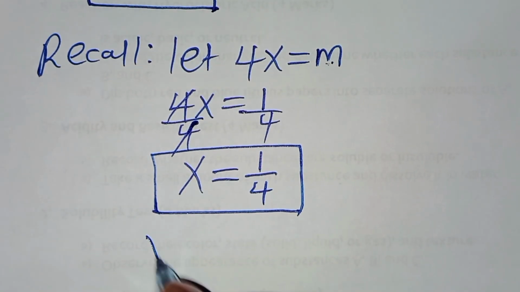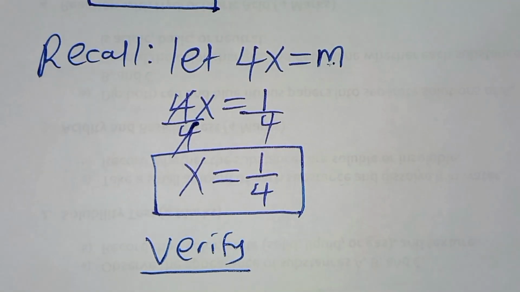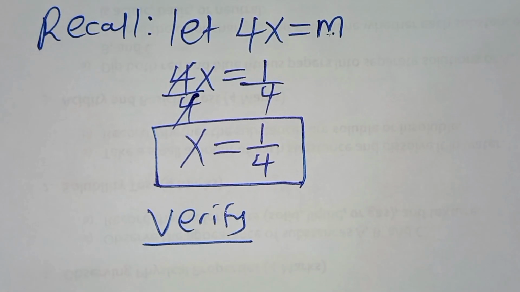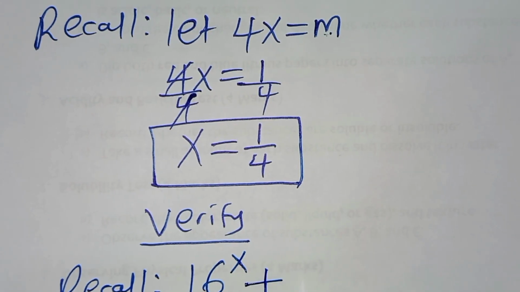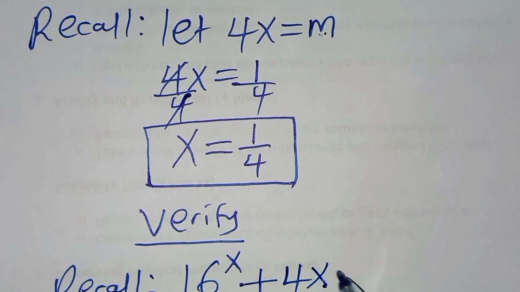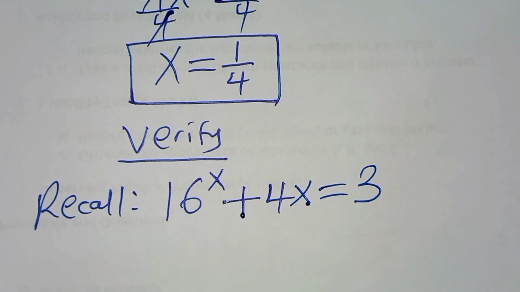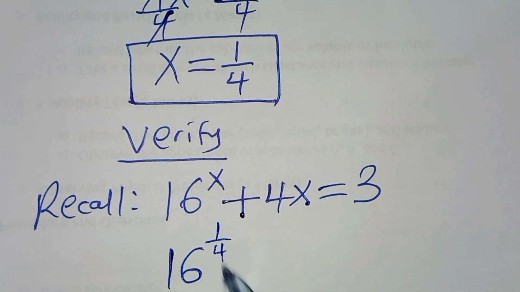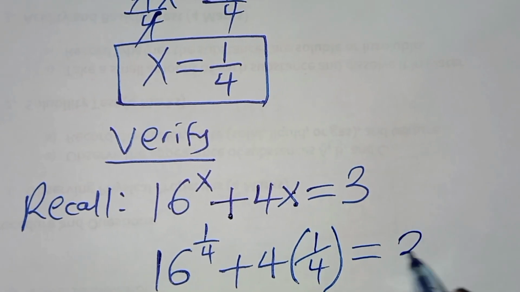So let's verify that this value of x actually satisfies the equation. Now again, if you recall, we end at 16 to the power x plus 4x. This should give us a value of 3. So let's substitute the value of x here. So we have 16 to the power of 1 over 4 plus 4 multiplied by x, which is 1 over 4. This should give us a value of 3.